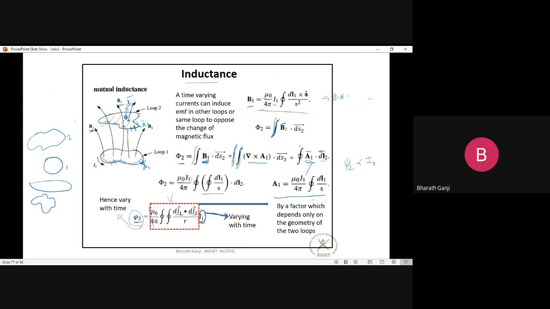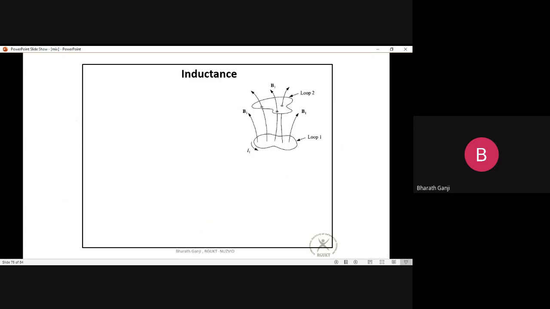That is, this integration does not depend on the current that is flowing. So I can say that this proportionality factor depends only on the geometry of the two loops and the distance between the loops and so on. So this factor is what we call mutual inductance. You can take any two loops and try to calculate the mutual inductance.